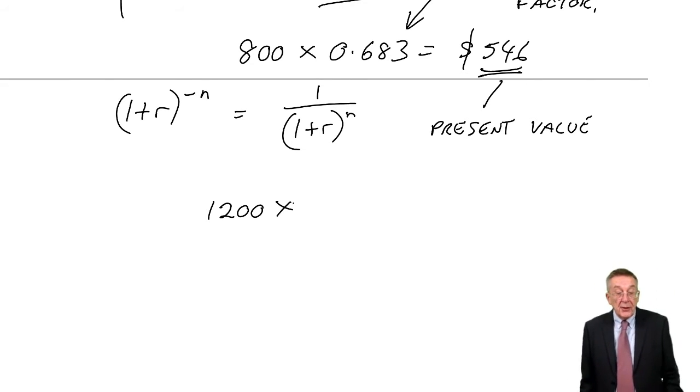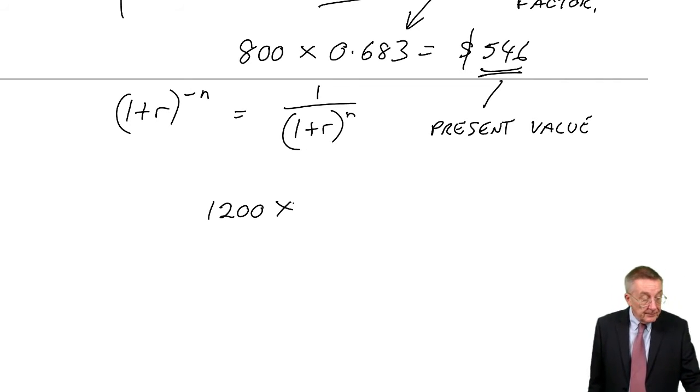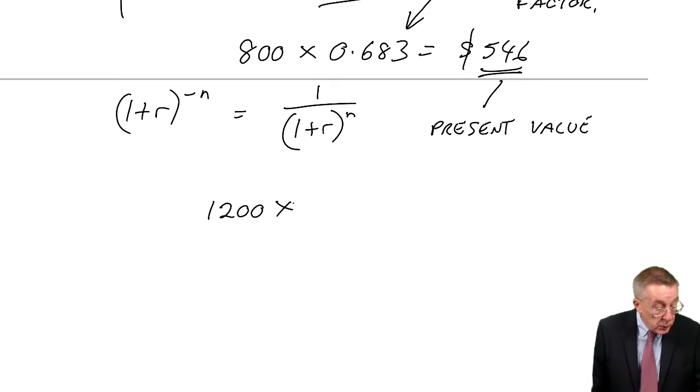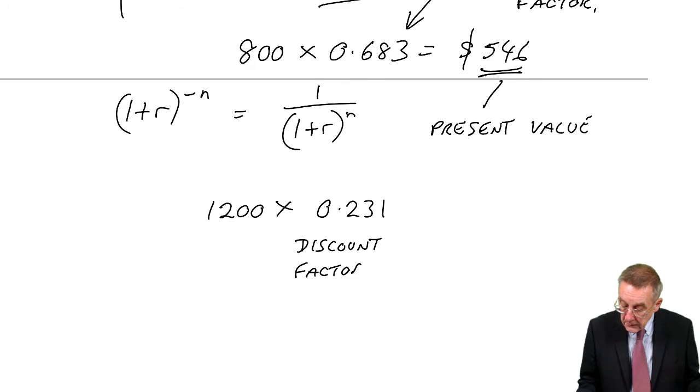It's interest at 13%, so it's the 13% column. It's for 12 years, so it's the 12-year row. And you should arrive at a figure of 0.231. That's the discount factor for 12 years at 13%.